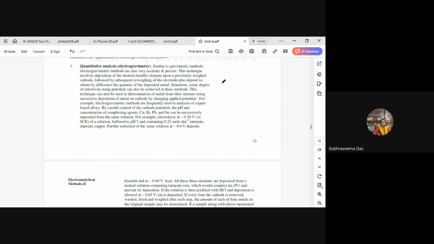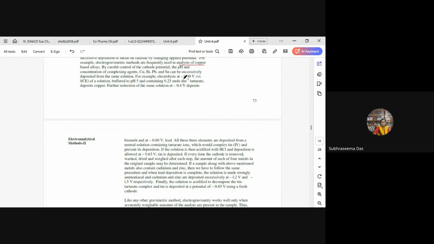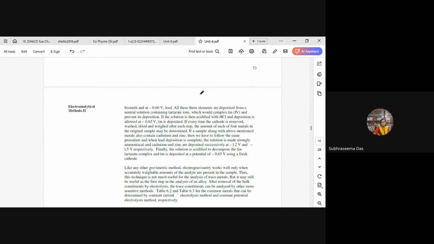This technique has been used in determination of metals from their mixture using successive deposition. For example, electrogravimetric methods are used in the analysis of copper based alloys. By careful control of the cathode potential, the pH and the concentration of the complexing agents, they can be successfully deposited. For example, electrolysis at minus 0.3 volt of a solution containing 0.25 mole tartrate deposits copper. Further reduction in the same solution deposits bismuth, and at minus 0.6, lead is deposited. So we see successive deposition of the metals can be done by this process.